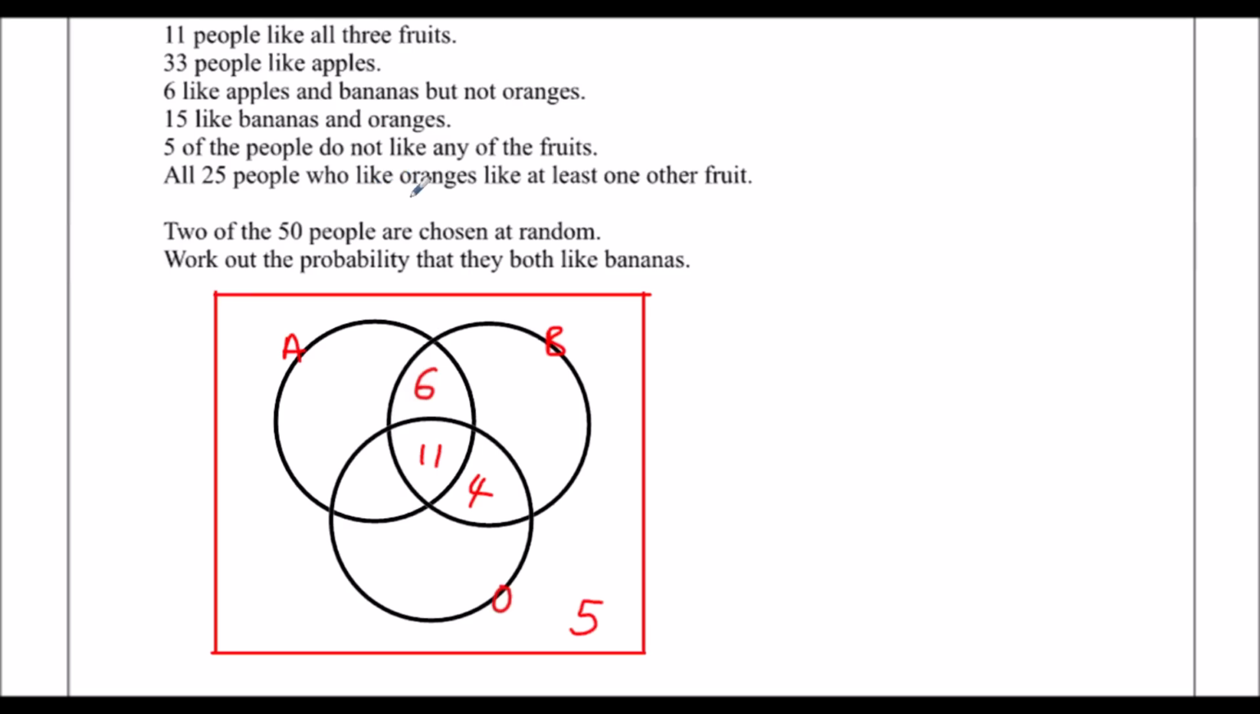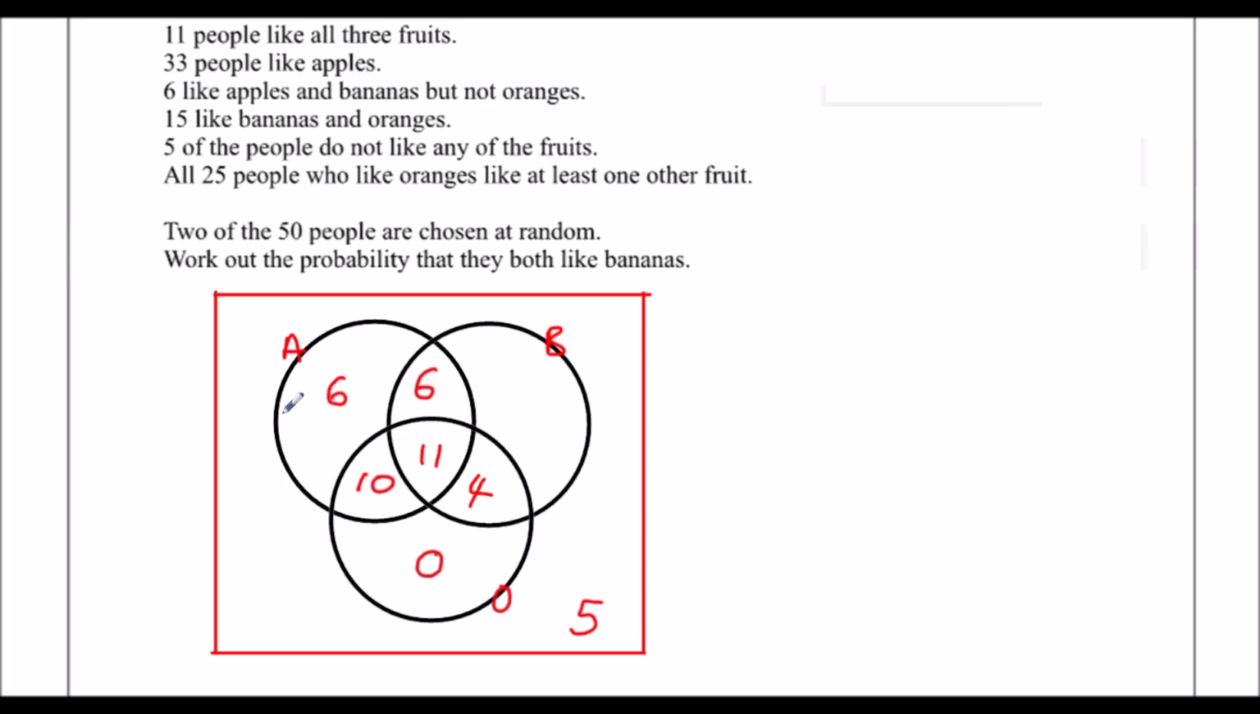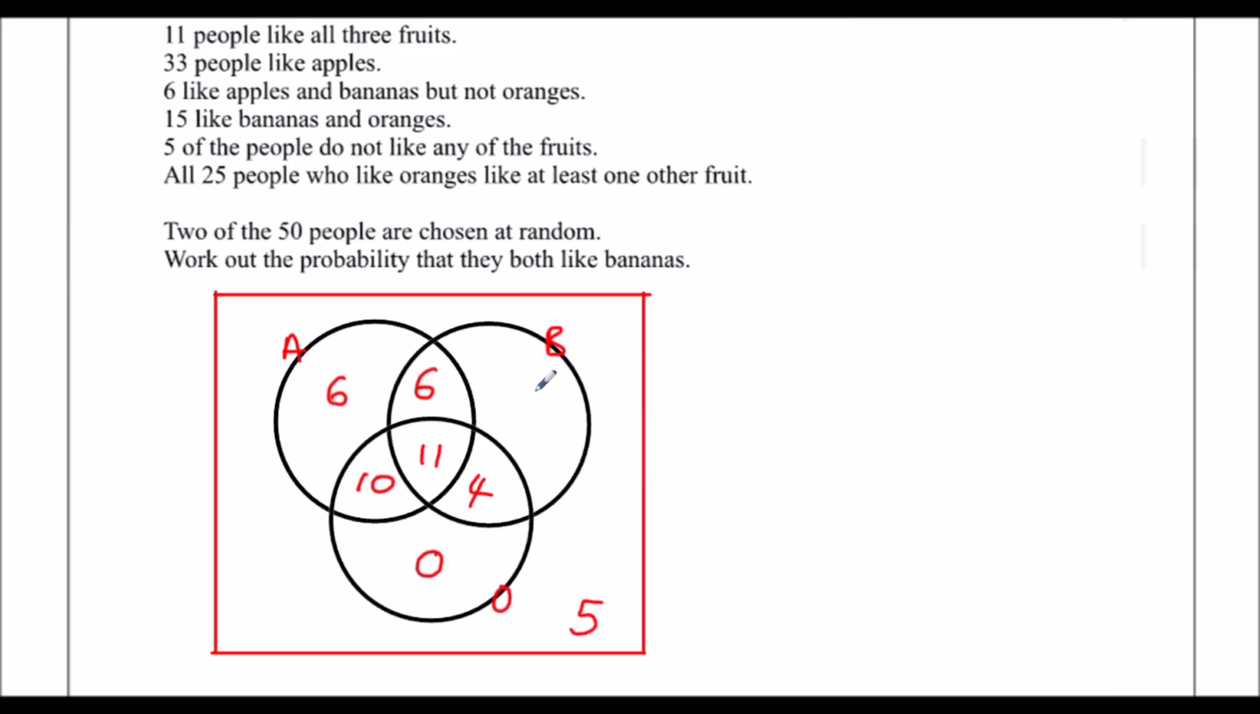All 25 people who like oranges like at least one other fruit. So no one just likes oranges. That's a zero. So we've got 11 and 4, 15. All 25, so the whole circle is 25. There must be 10 more. Then going back to the apples, 33 like apples. We've got 10, 11, and 6 so far, which is 27. So there must be 6 in this bit. And we've got one missing bit. There are 50 people in total. So the whole apples was 33. We've got another 4 and another 5. So 33 and 4 and 5 is 42. There are 50 in total, so 50 take away 42 is 8. So there's our Venn diagram completed.